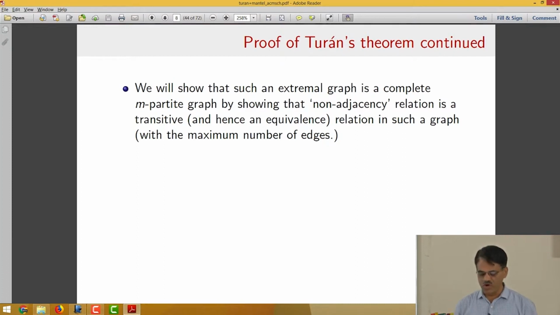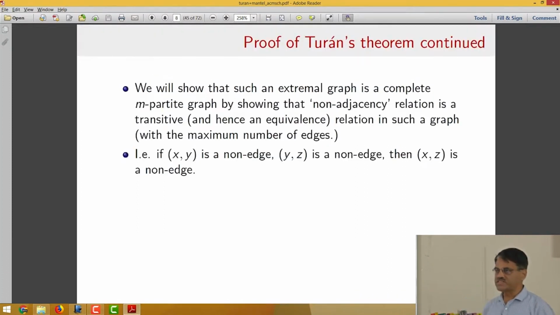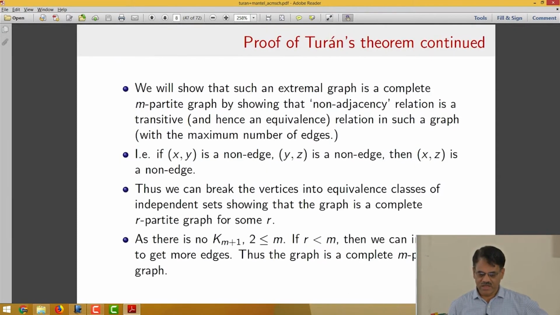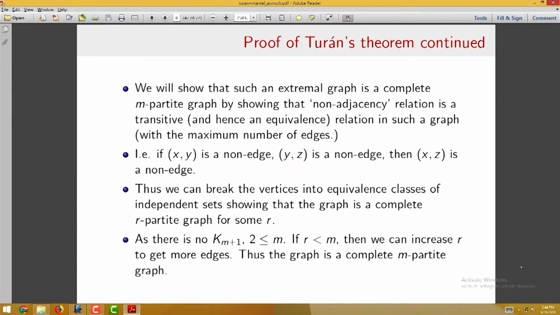Okay. So all we will show is that in such an extremal graph, this non-adjacency relation is a transitive relation. Then we can break the vertices into equivalence classes of independent sets, showing that the graph is a complete r-partite graph for some r. Now, clearly r is, sorry, it's not 2, it should be r. Since there is no K_{m+1}, you can't have m plus 1 parts or more. So the number of partite sets will be at most m, and we will show it's actually equal to m, because if it is less than m, then you just break it up and create one more and you'll have more edges out of it. It's easy to show.